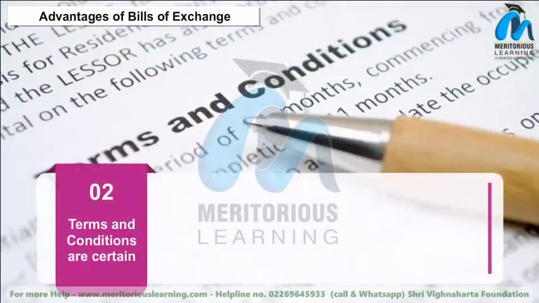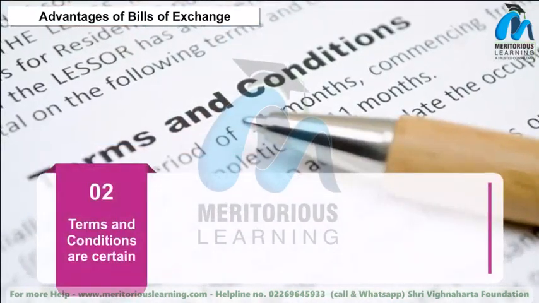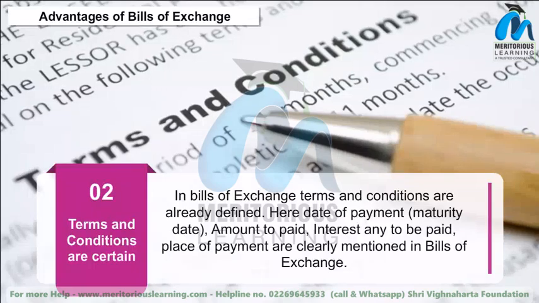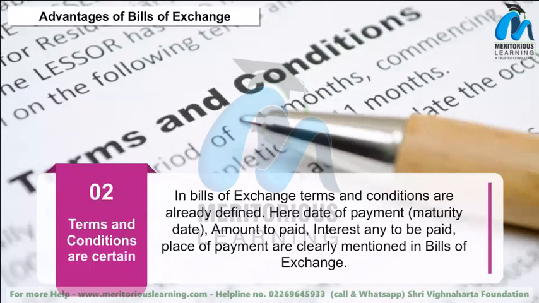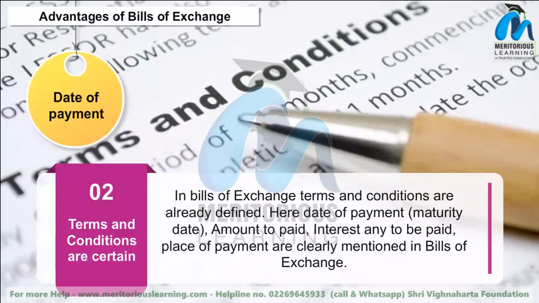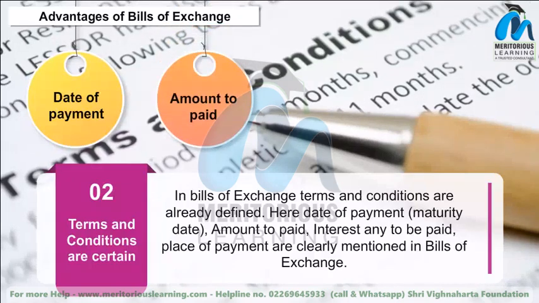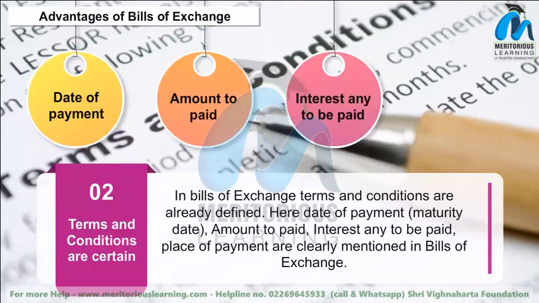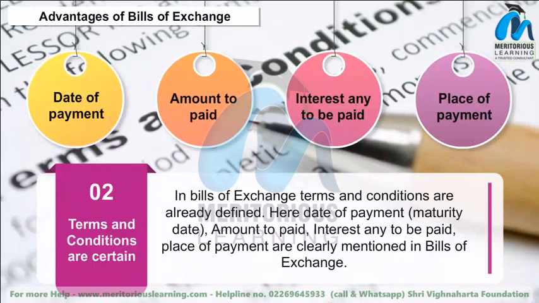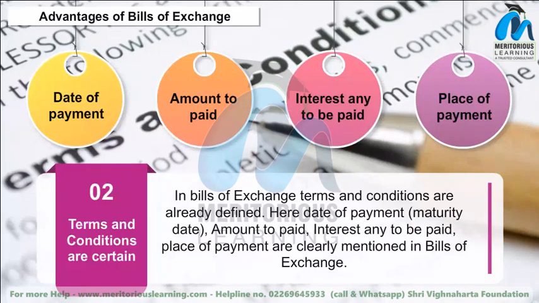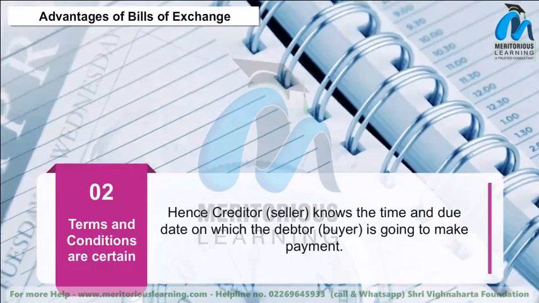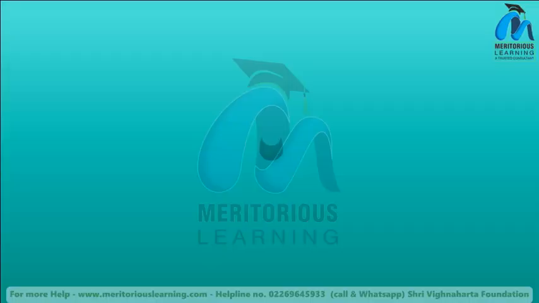2. Terms and conditions are certain. In a bill of exchange, terms and conditions are already defined. Here, the date of payment, that is the maturity date, the amount to be paid, interest, if any, to be paid, and the place of payment are clearly mentioned in the bill of exchange. Hence, the creditor, that is the seller, knows the time and due date.